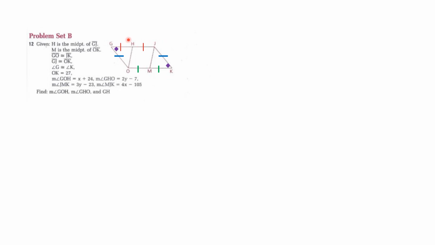But I already see enough information, and especially since I know this comes from the section of the book called CPCTC, I'm looking for corresponding parts of congruent triangles. So I first have to have congruent triangles. So I can see that I have side, angle in between, side. So this triangle right here is congruent to this triangle right here by side, angle, side. So let's get that down. GHO is congruent to KMJ by side, angle, side.